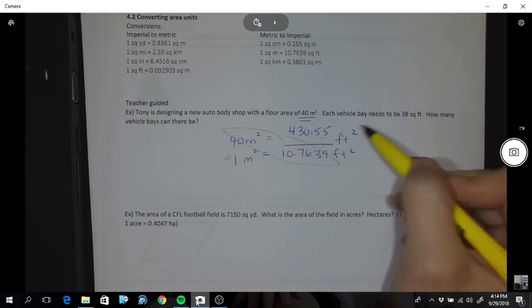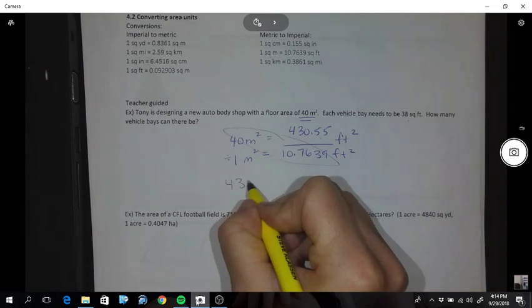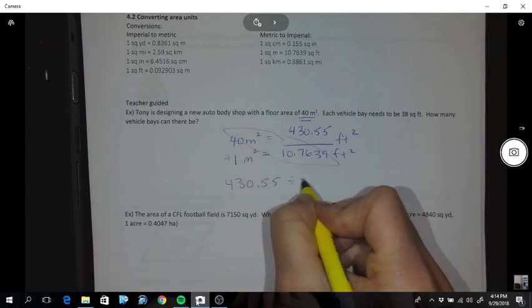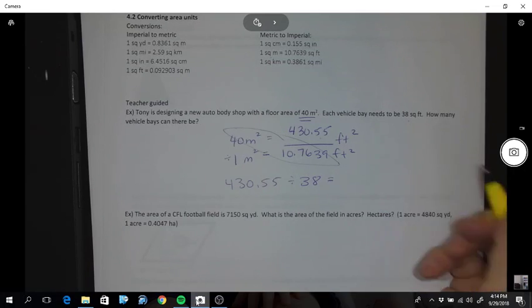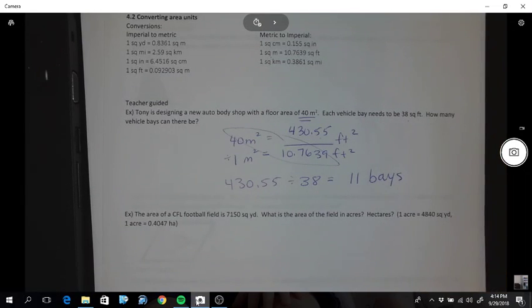So if that's the total area and each one is 38, we're going to do a division. Therefore, 11 bays will fit in. Because the answer is 11 point something, we don't have enough room to fit that 12th one in.